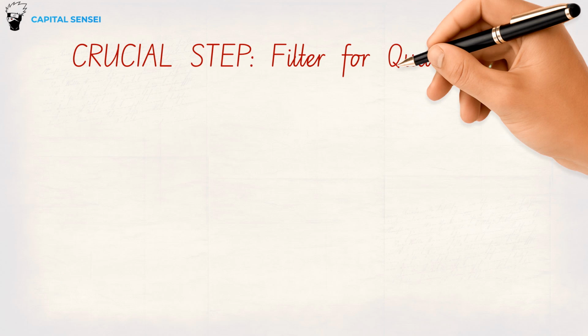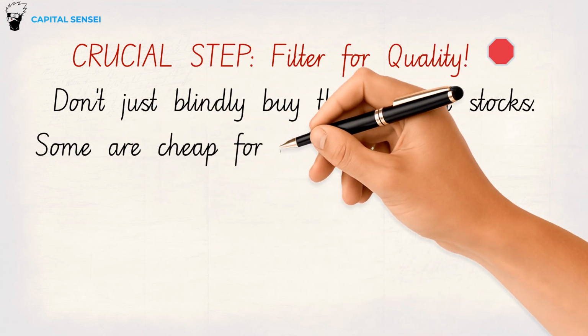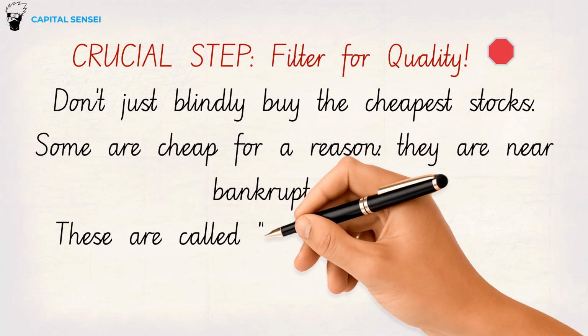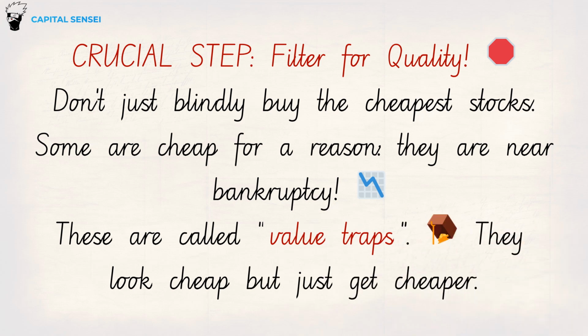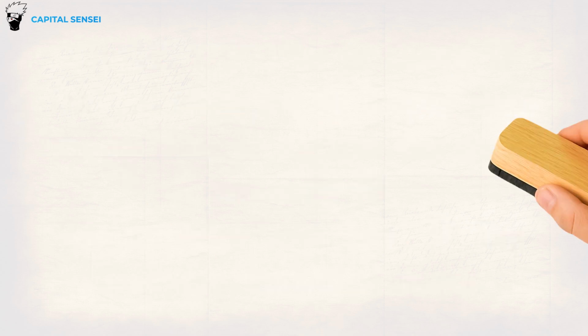But here comes a crucial step, and it's what separates a smart, deep value strategy from just buying junk. You don't just blindly buy the absolute lowest ranked stocks. Why? Because some companies are cheap for a very good reason. They are on the verge of bankruptcy. These are what investors call value traps. They look cheap, but they're just going to get cheaper, all the way to zero. We need to filter these out.